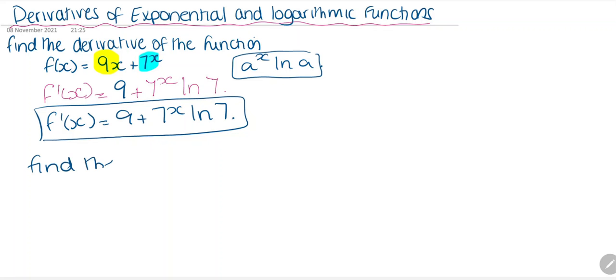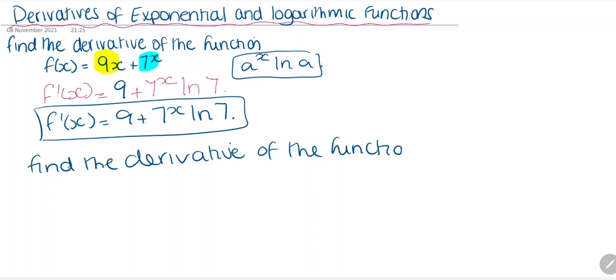Find the derivative of the function 4x plus 8 to the x. So what you're going to do, first of all, take the derivative of the first function. So 4x, this is going to be 4.